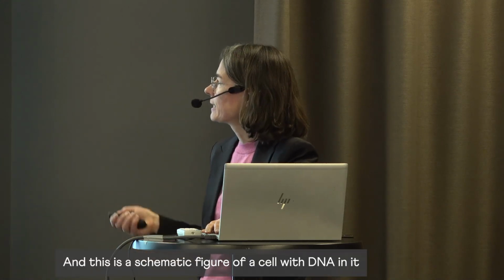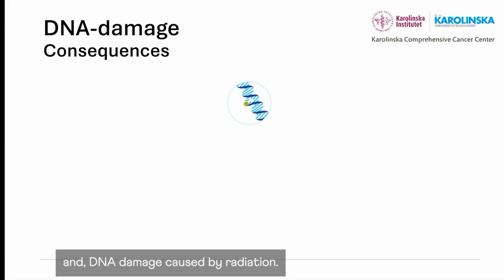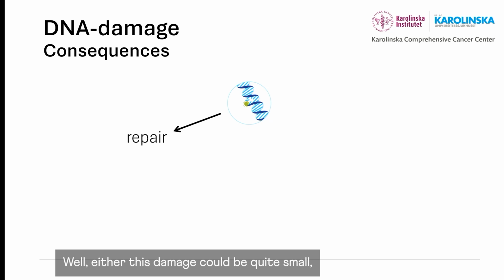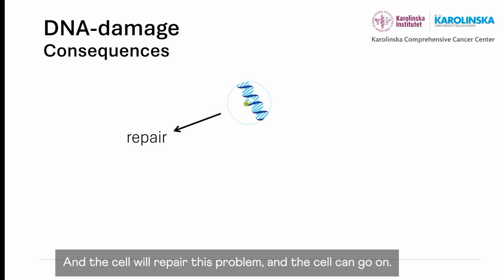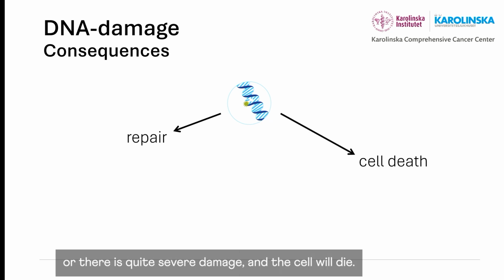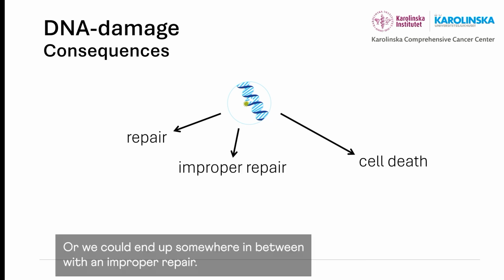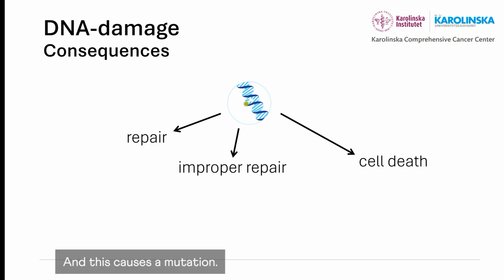And this is a schematic figure of a cell with DNA in it and DNA damage caused by radiation. So what happens next? Well, either this damage could be quite small and the DNA repair system can handle that, and the cell will repair this problem and go on as if nothing has happened. Or there is quite severe damage and the cell will die. Or we could end up somewhere in between with an improper repair, and this causes a mutation.